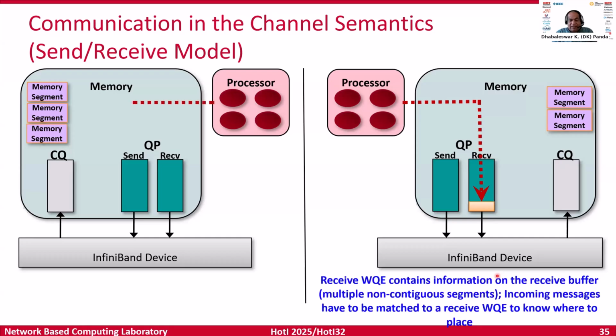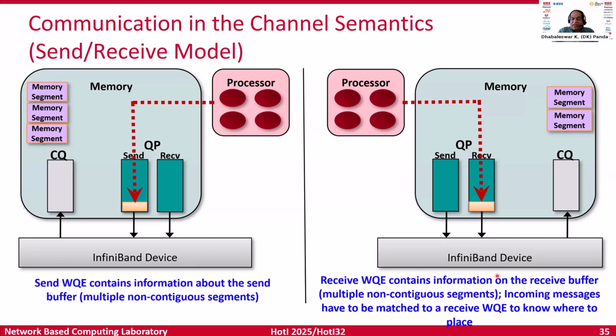On the sender side, the sender also posts a wookie. This wookie has information on where the data needs to be sent. Just like the receiver says, if I get it, where to put it and how to put it, the sender side has exactly the other information, saying whether the data is contiguous or non-contiguous, the size of the data, and all those things. Okay.